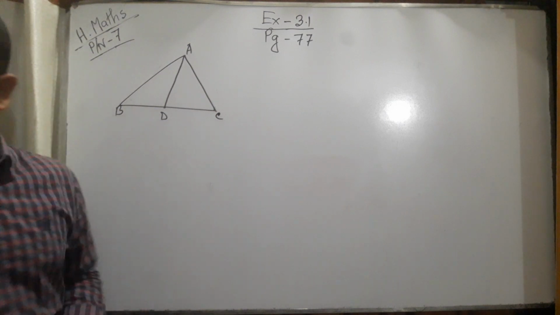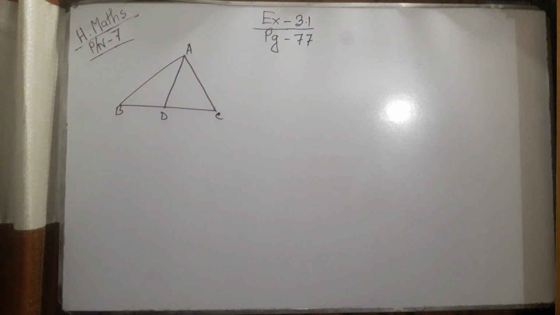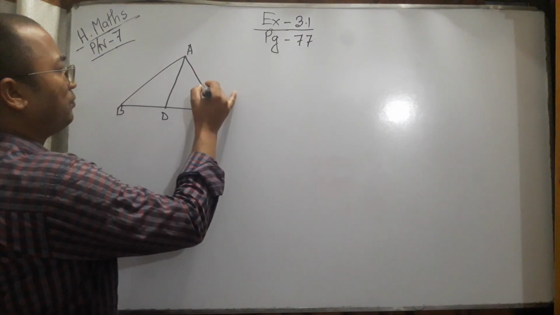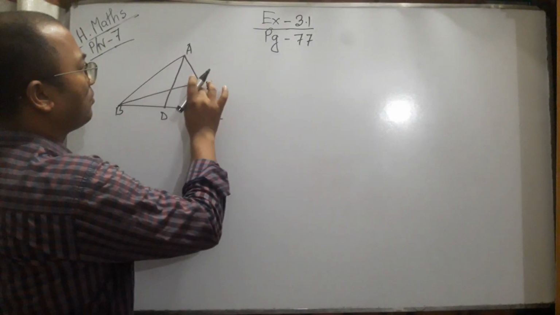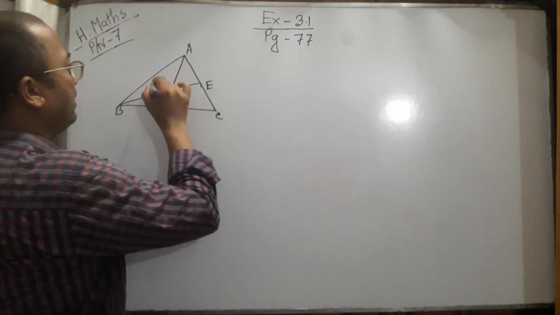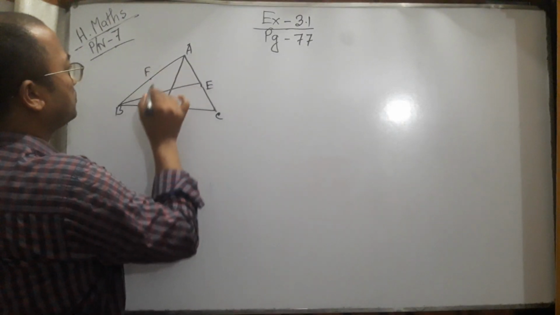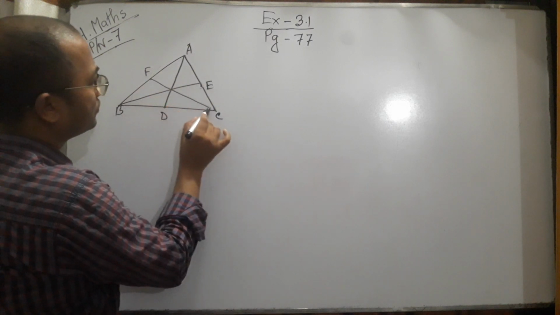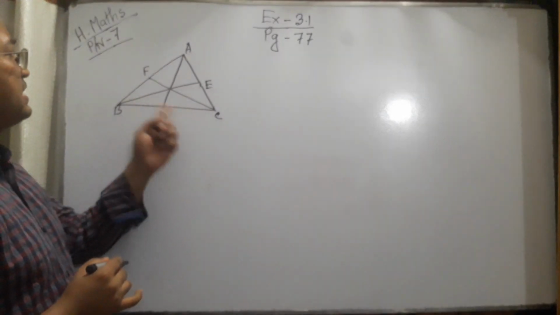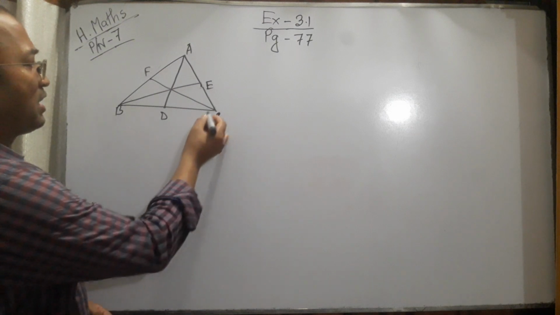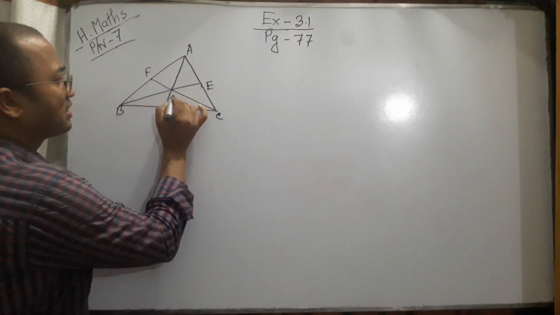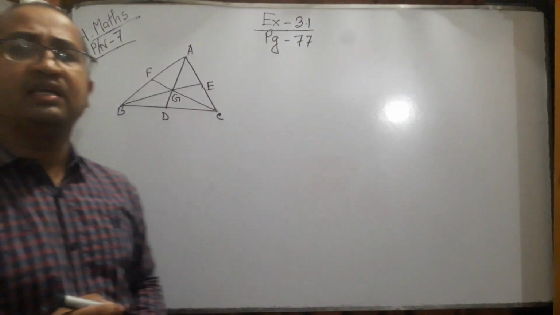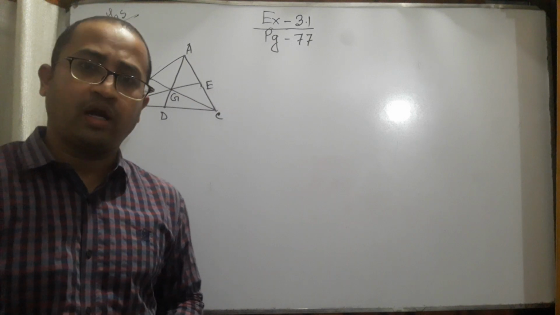Similarly, this is E, so BE, and this is F, CF is the median from the vertex C to line AB. There is three median, and these three median intersect each other at the point G. So G is the centroid for this triangle.